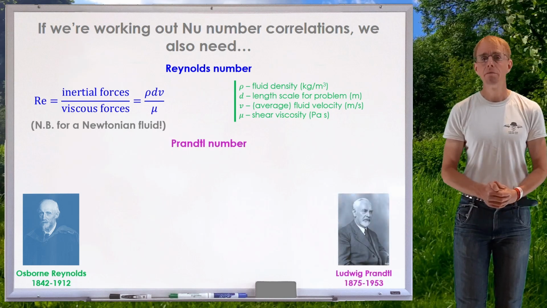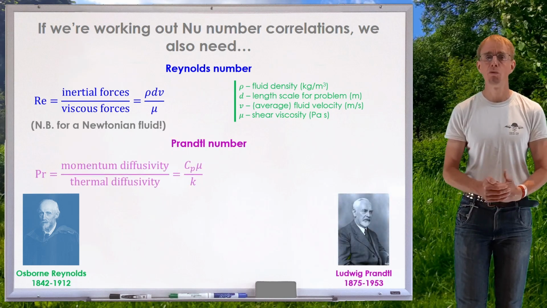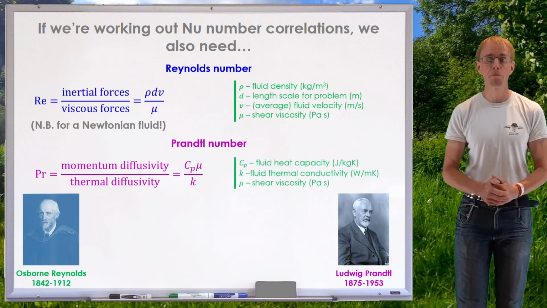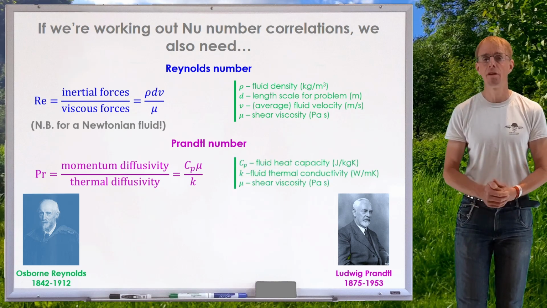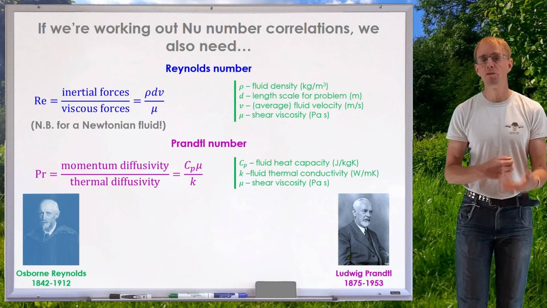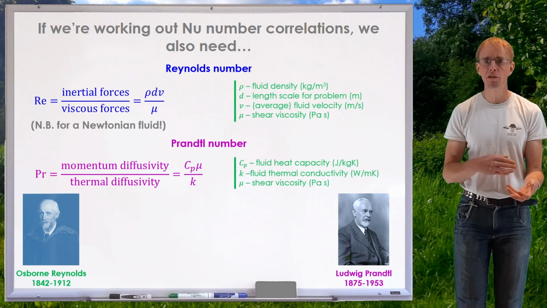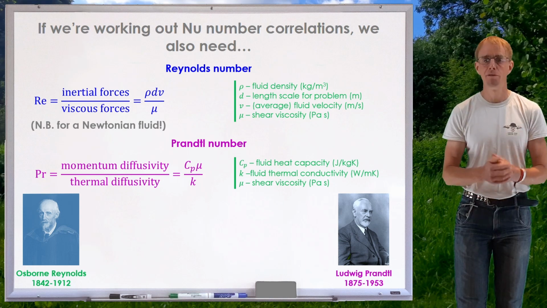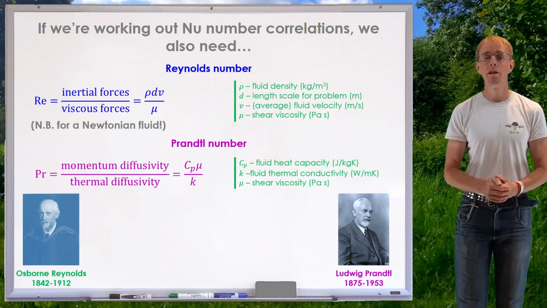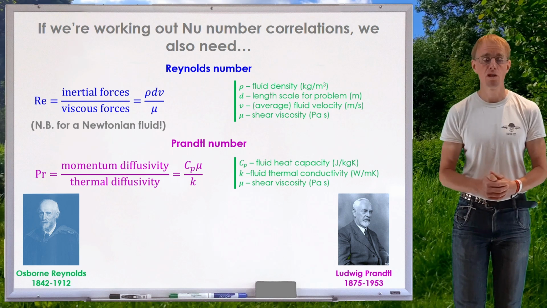If we're thinking about natural convection correlations or forced convection correlations, you'll also see the Prandtl number, named after Ludwig Prandtl, who was active around the turn of the 1900s. And this is all about diffusivity balances. It's momentum diffusivity over thermal diffusivity. And this is a very useful value when we work out these correlations.